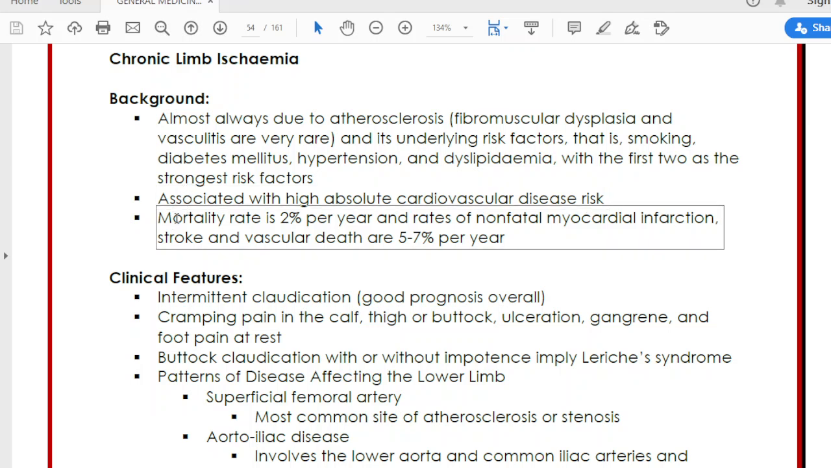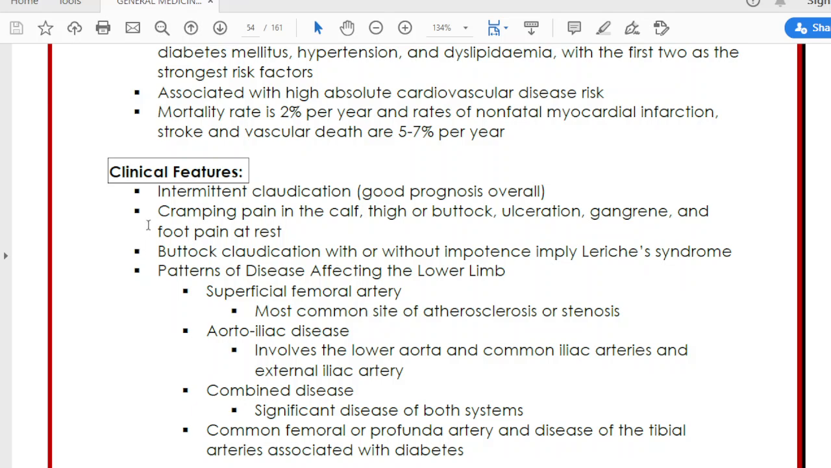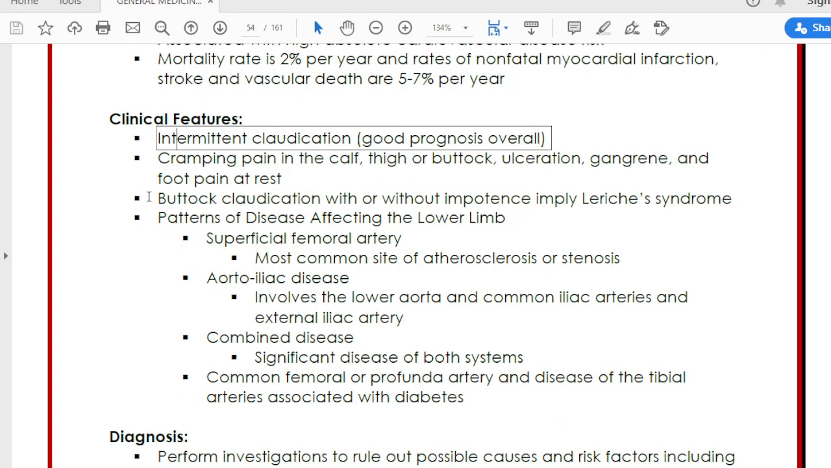Mortality rate is 2% per year, and rates of non-fatal myocardial infarction, stroke, and vascular death are 5 to 7% per year. Clinical features: intermittent claudication, good prognosis overall. Cramping pain in the calf, thigh, or buttock, ulceration, gangrene, and foot pain at rest. Buttock claudication with or without impotence implies Leriche syndrome.